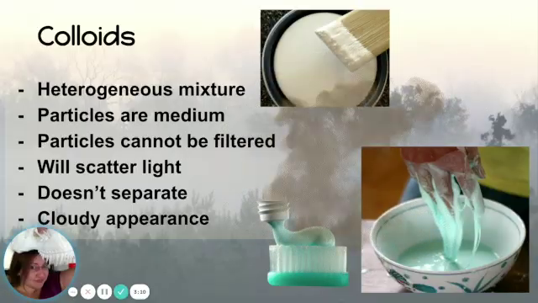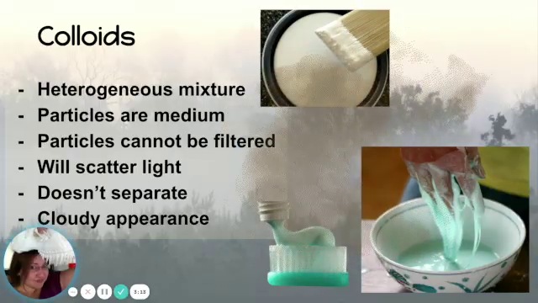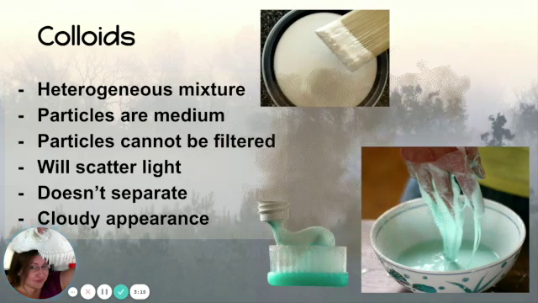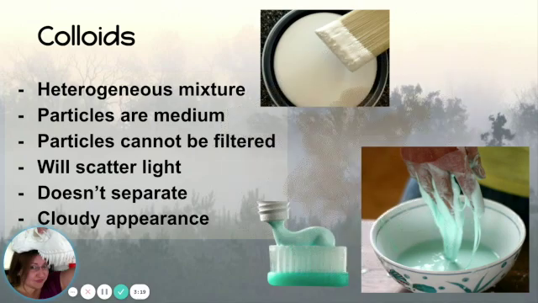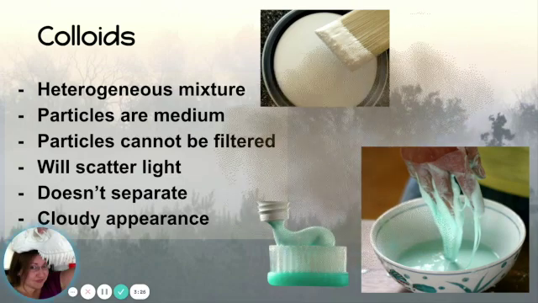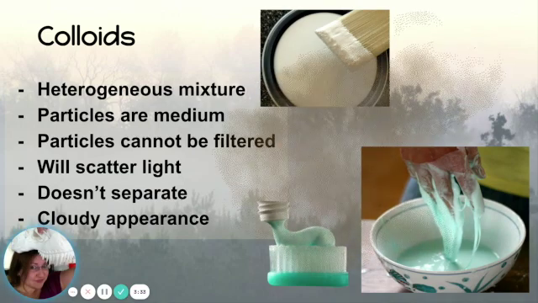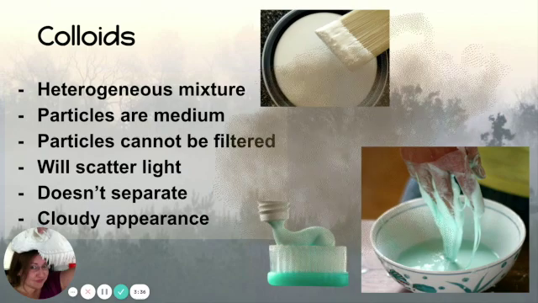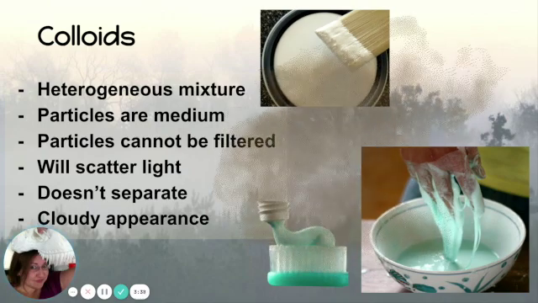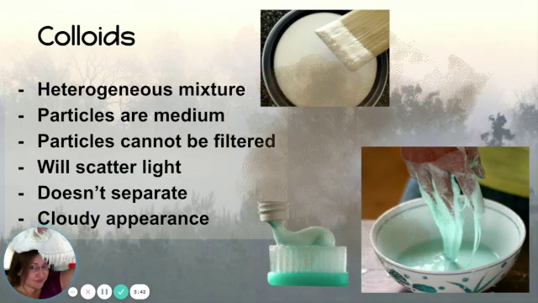Colloids are another type of heterogeneous mixture. The particles in a colloid are going to be in between the size of solution particles and suspension particles. So colloids are kind of medium in size. And the particles in a colloid, since they are kind of medium, are not going to be able to get filtered out. So they are small enough to pass through filters and to not be trapped, but they're not large enough to settle out at the bottom like you would have in a suspension.